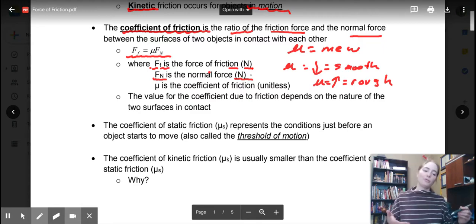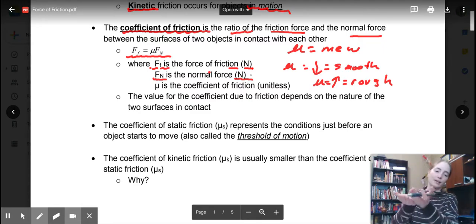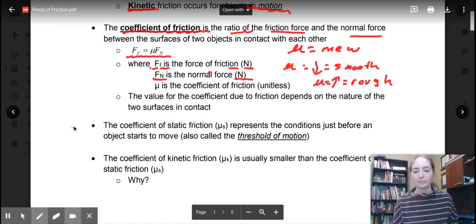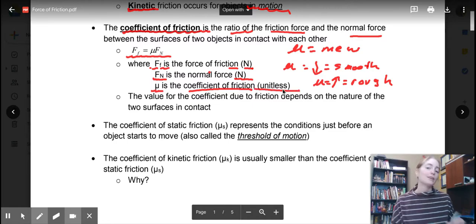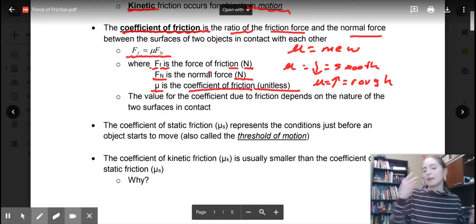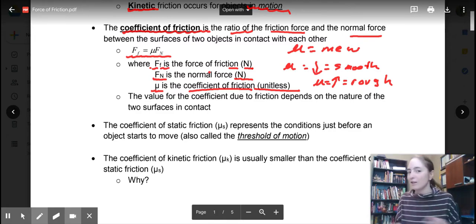Remember that our normal force is the force of the ground pushing up against that object. And mu is our coefficient of friction, a representation of how rough or how smooth something is. It is unitless. So ladies and gentlemen, when I ask you to calculate mu, I am not going to want to see any units there because there are no units.